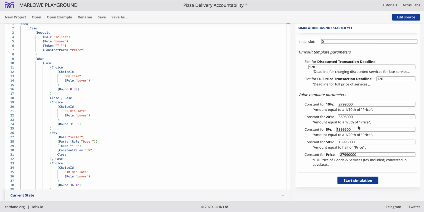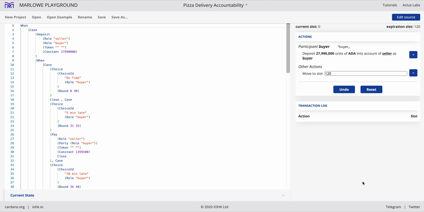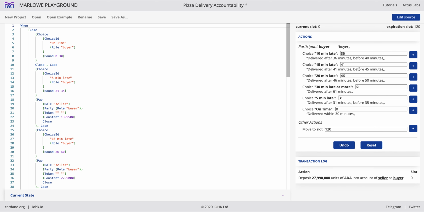All right, guys. So, as my partner Josh said, we got our pizza delivery accountability here, and we've already pre-configured some of our numbers here. So, once we start this simulation, the first thing it's going to do is come down in this when statement here, and it's going to make the initial deposit of 27.99 ADA from the seller to the buyer account. And here is the interesting part of this contract.